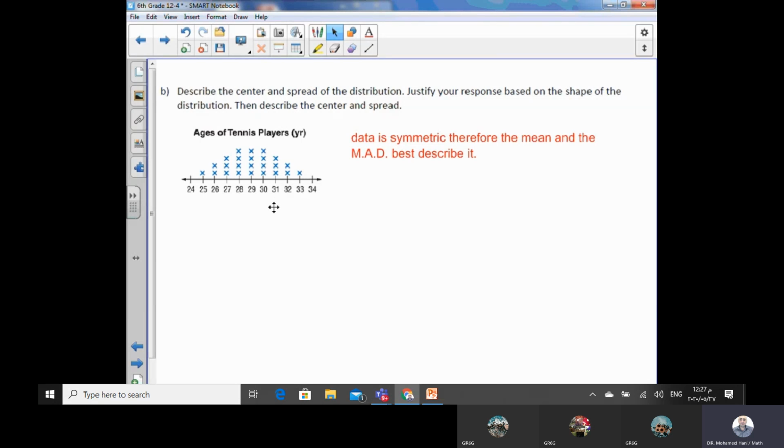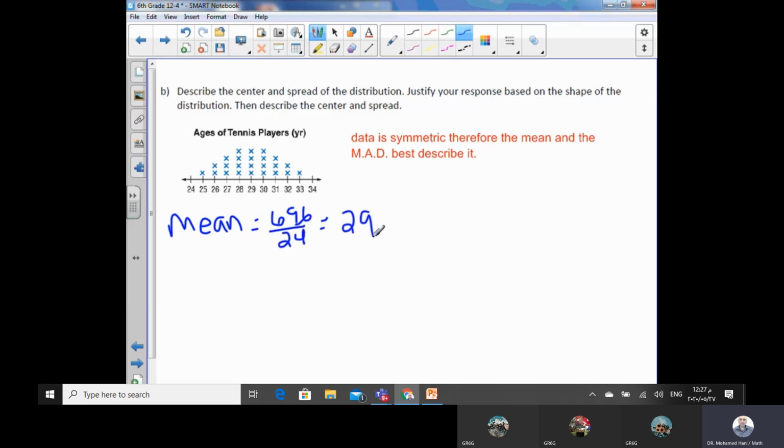and divide it by the number of data points: 1, 2, 3, 4, 5, 6, 7, 8, 9, 10, up to 24. So we had a sum of 696. Our mean equals 696 divided by 24, which gives us 29 as the mean.